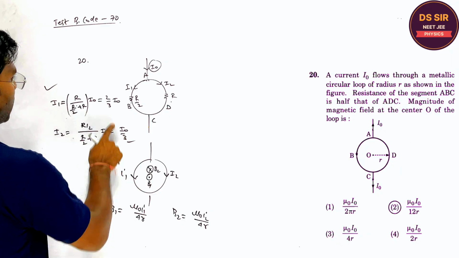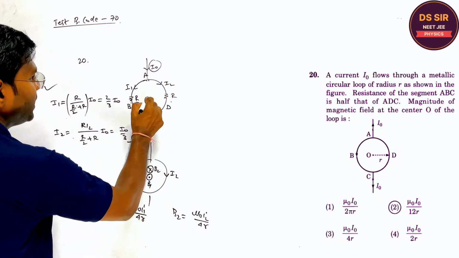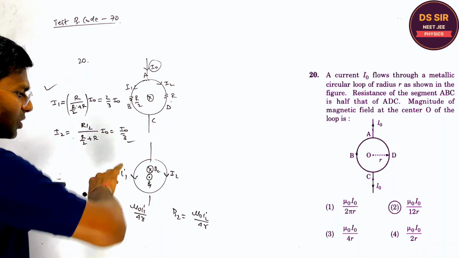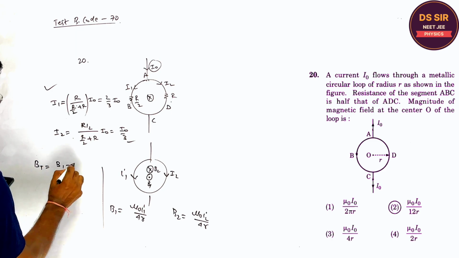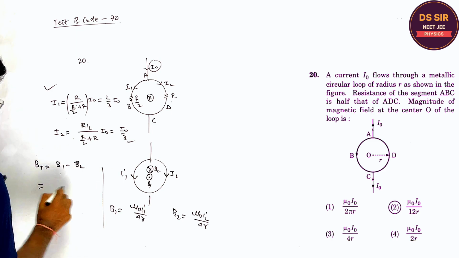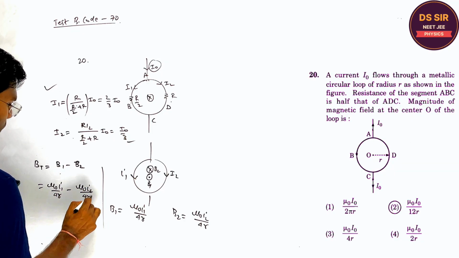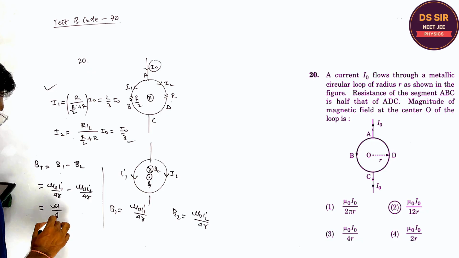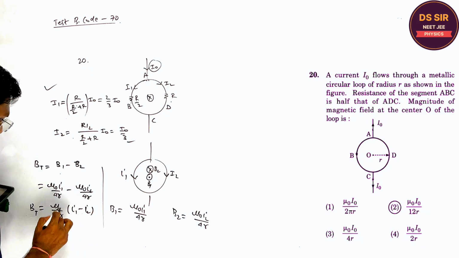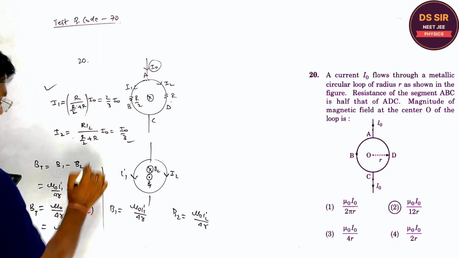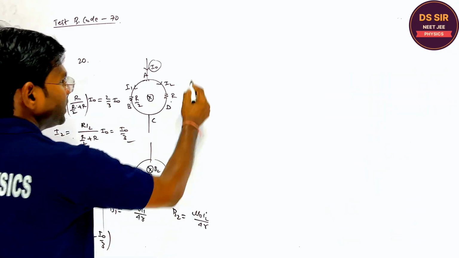I1 is greater and I2 is less. So B1 will be greater than B2. So at the center, the total magnetic field is out of the board, and I am finding it here as B1 minus B2. What is B1? Mu naught I1 upon 4R minus mu naught I2 upon 4R. So mu naught upon 4R into (I1 minus I2). So the total magnetic field is mu naught upon 4R. What is I1? It is 2/3 I naught minus I naught upon 3. If you simplify this, I am writing this side.